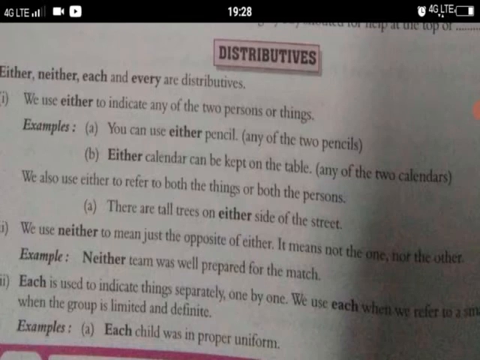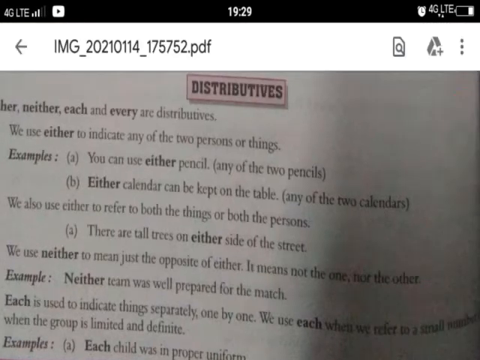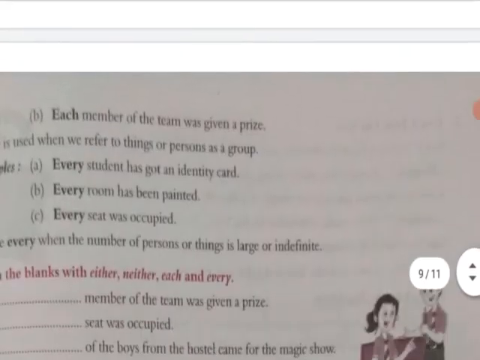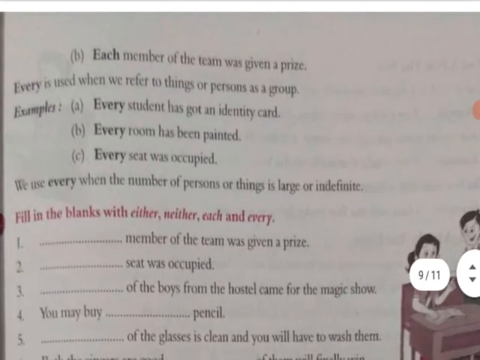Now, where do we use neither? Neither means just the opposite of either. It means not the one nor the other. For example, neither team was well prepared for the match. Now, each is used to indicate things separately, one by one. For example, each child was in proper uniform. Each member of the team was given a prize.